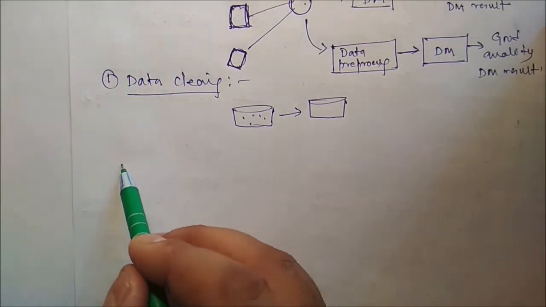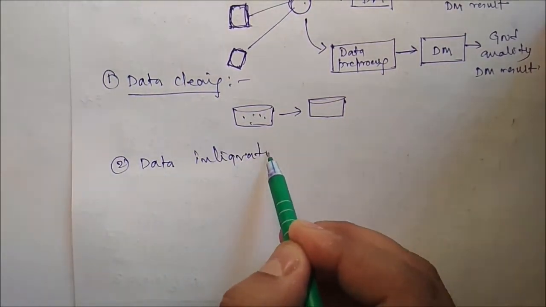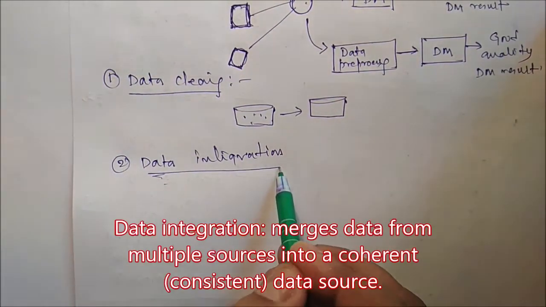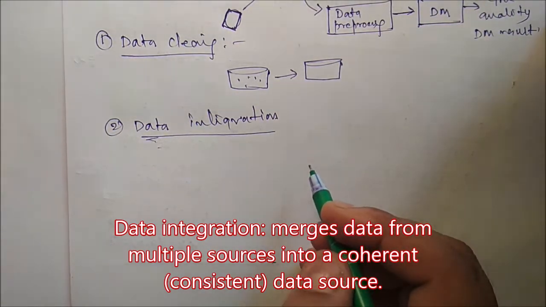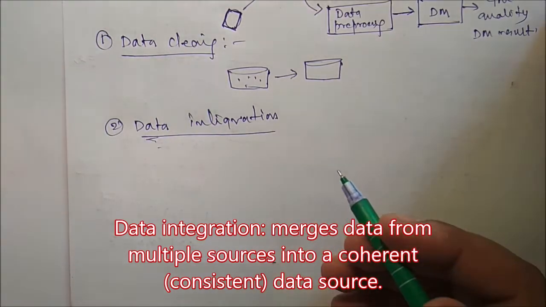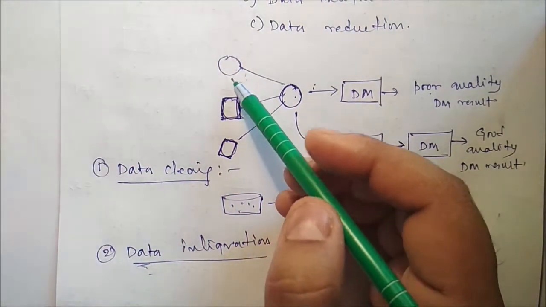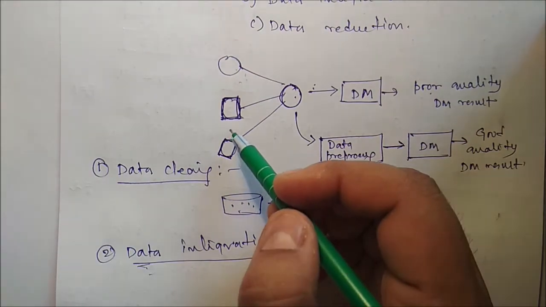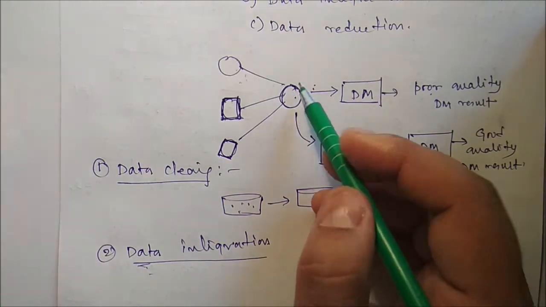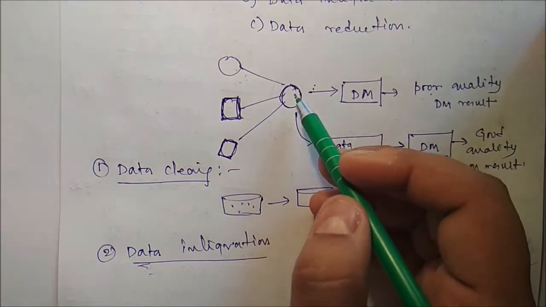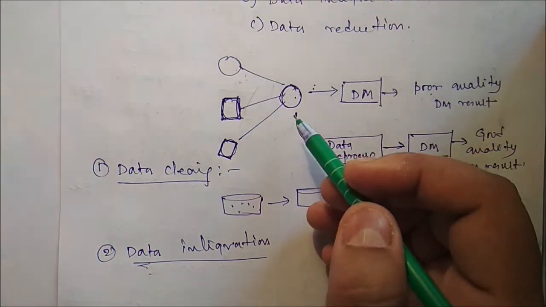Next is data integration. What is data integration? Merging data from multiple sources into a coherent data store. For example, a data warehouse. We have already seen that different types of data, different databases, and different locations are there. So we have to collect all the data from the various locations and databases to get one coherent database. Merging all the data is the task of data integration.